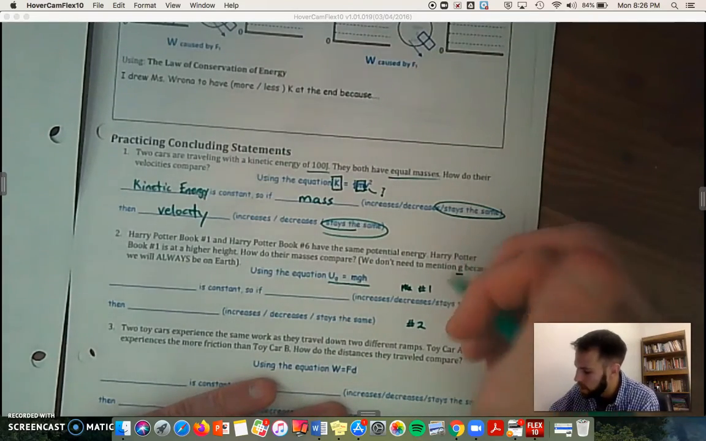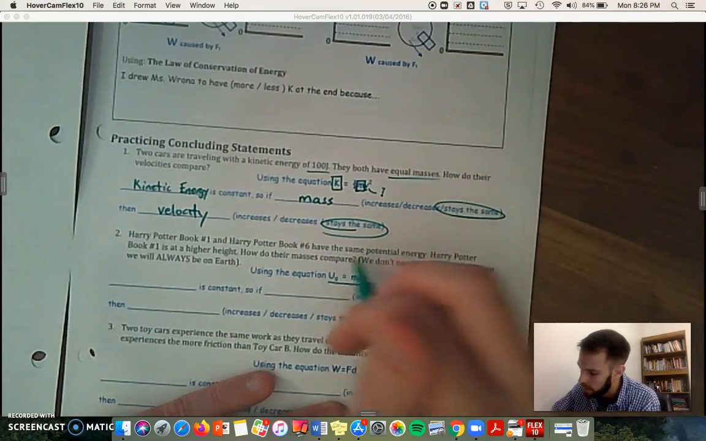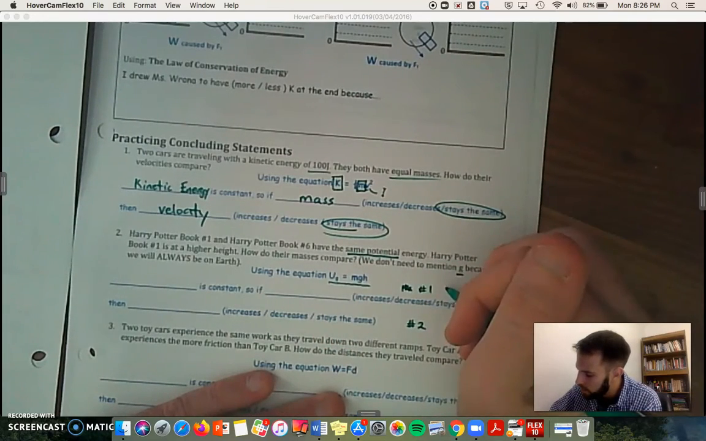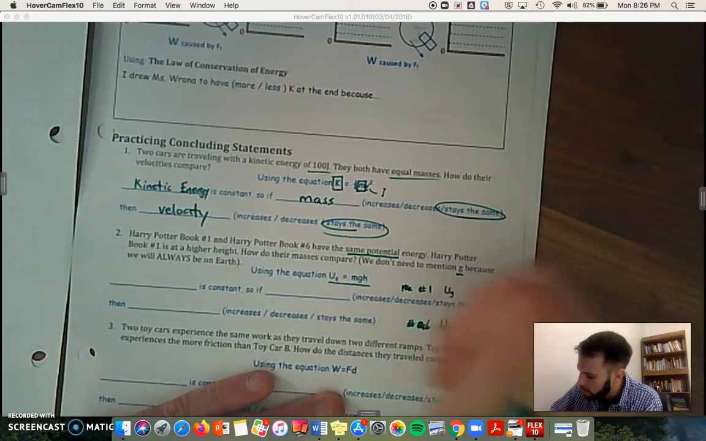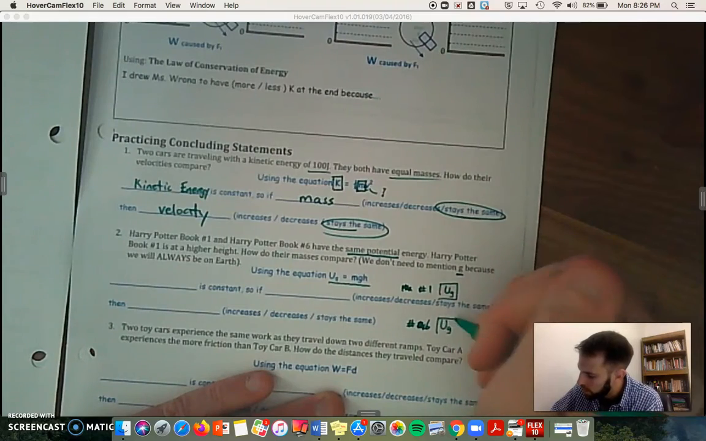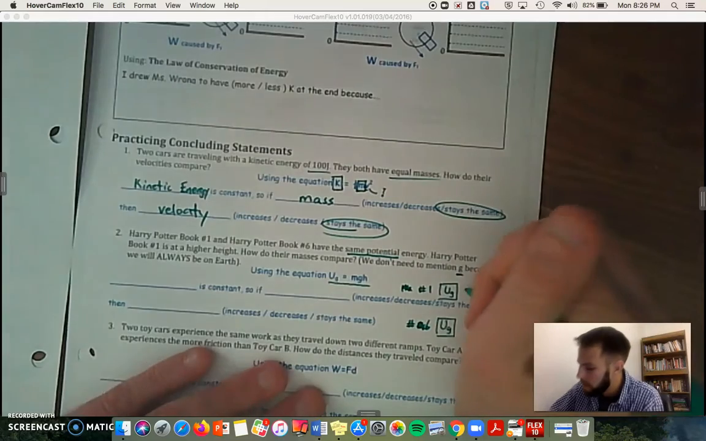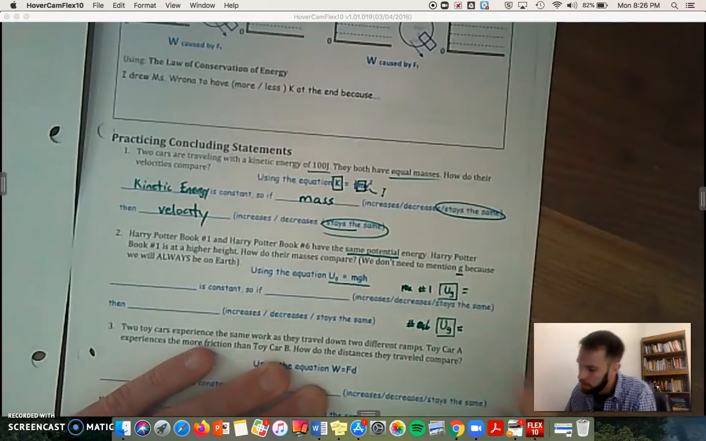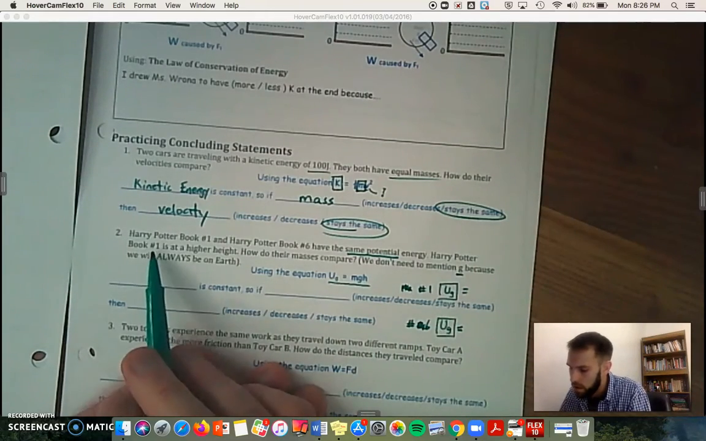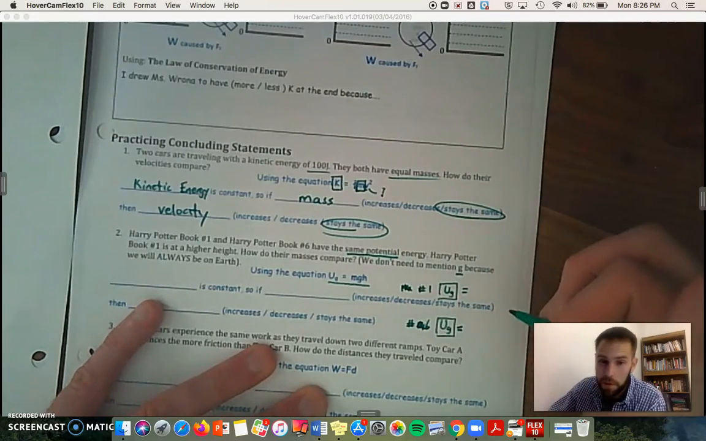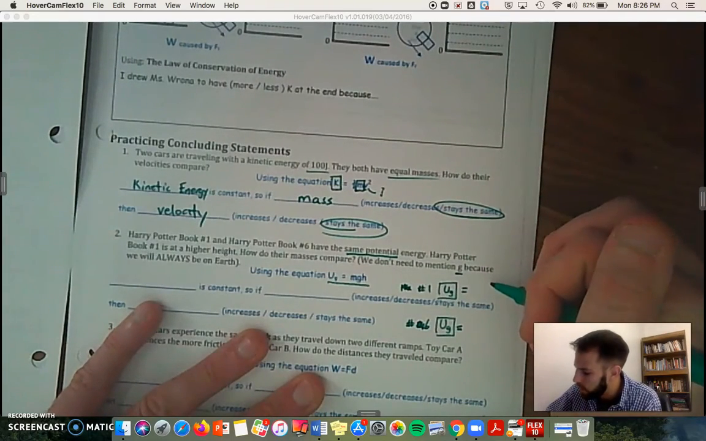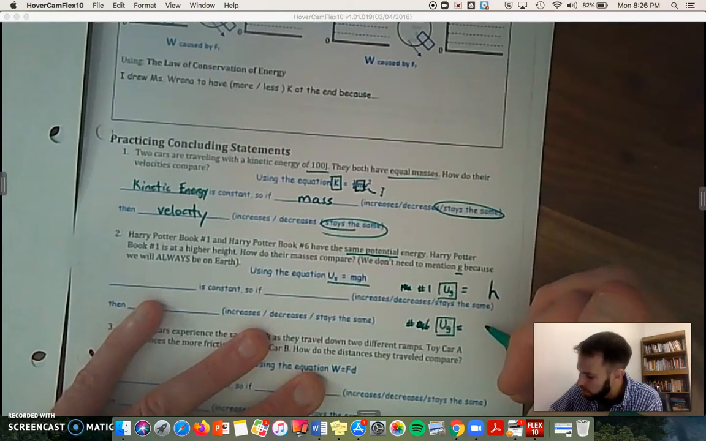So for number 1, Harry Potter book 1, it says that they have the same potential energy. So I'm going to draw UG. I put number 2 here, but this is book 6. It's a much bigger book. So UG, same potential energy. I showed that by boxing it in. And that's going to be equal to, it says book 1's at a higher height. So how I'm going to represent that is I'm going to draw a bigger H right here, and then a smaller H here.